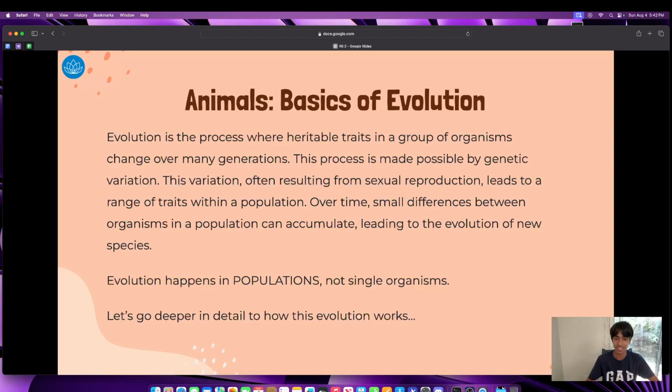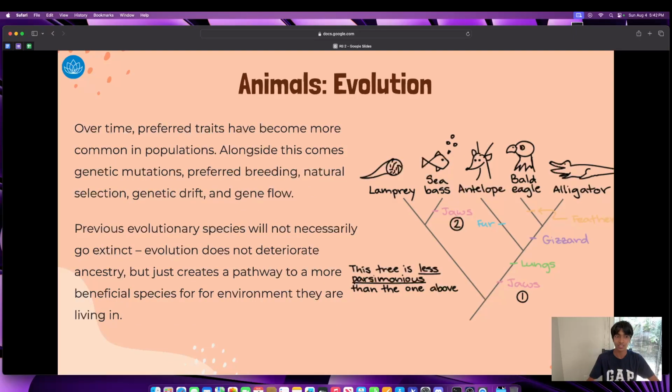So let's go deeper in detail to see how this evolution works. Over time, preferred traits have become more common in populations, right? Alongside this come genetic mutations, preferred breeding, natural selection, genetic drift, and gene flow. Previous evolutionary species will not necessarily go extinct. Evolution does not deteriorate ancestry, but creates a pathway to a more beneficial species for the environment they are living in. So evolution is nothing but animals having genetic mutations that can be beneficial, that help you blend in with your environment, right? So for example, the domestication of wolves to dogs.